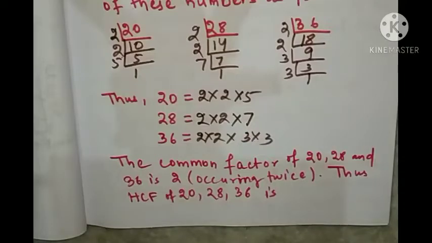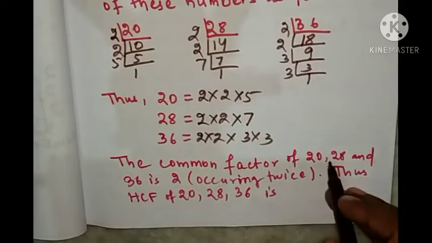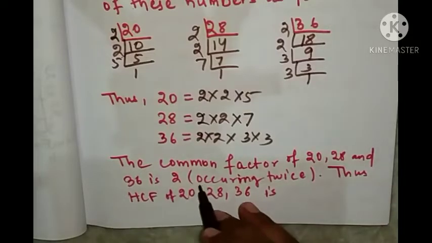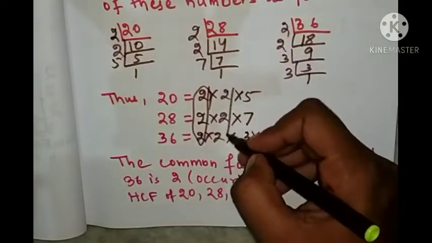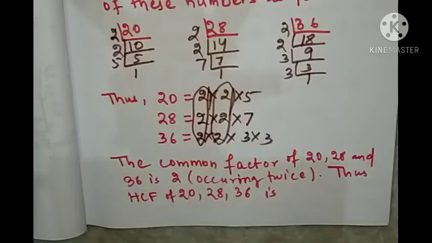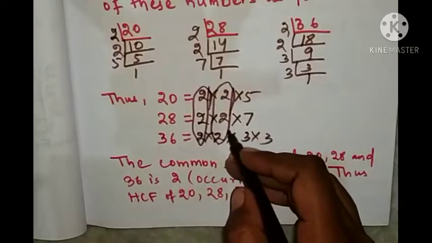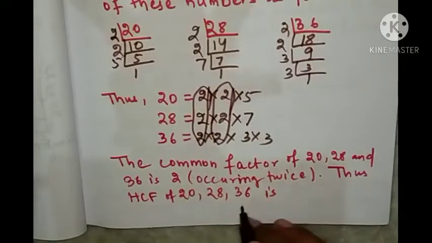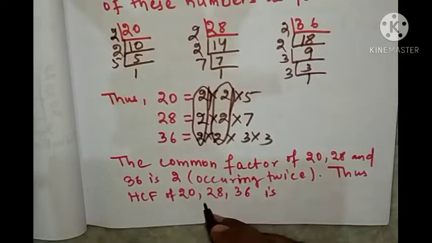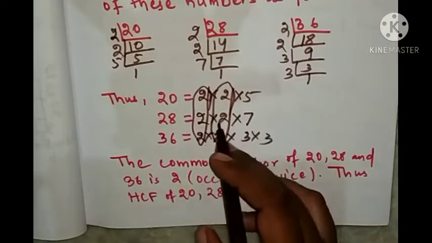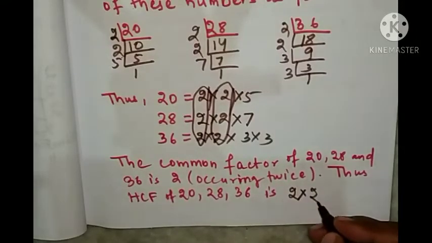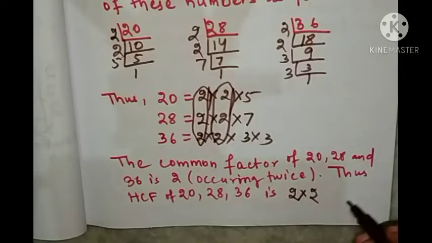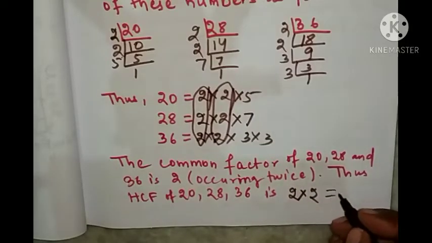So the common factor of 20, 28 and 36 is what? Here the common factor is 2, and it has come twice. It is a common factor twice. So what will you write? The HCF, highest common factor, of 20, 28 and 36 is 2 into 2, which equals 4. It has come twice. If it had come thrice, you would have written 2 into 2 into 2.